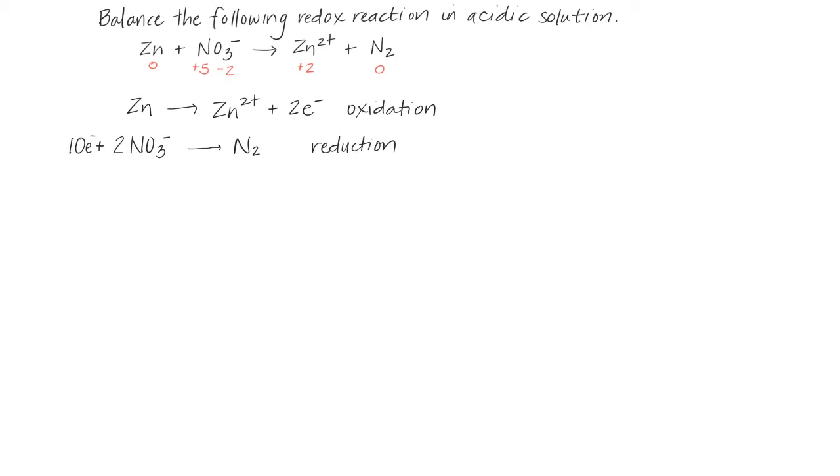Next, let's balance the electrons so that we have the same number in each half reaction. In our oxidation reaction, there are 2 electrons being lost. In our reduction reaction, there are 10 electrons being gained, so we need to multiply our oxidation reaction by 5 in order to get 10 electrons. Multiplying and rewriting, we end up with 5 zinc gives us 5 zinc 2+ and 10 electrons. And our reduction reaction stayed the same.